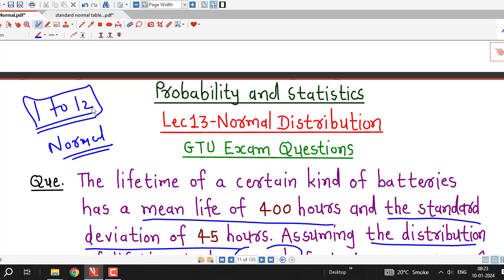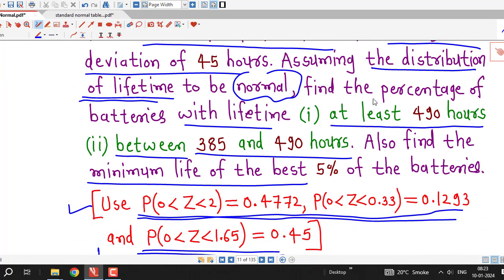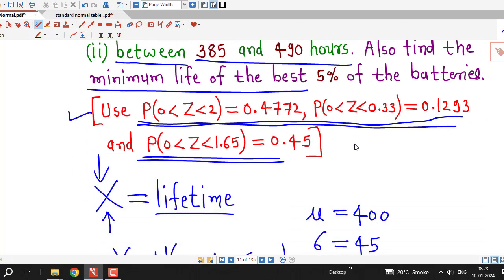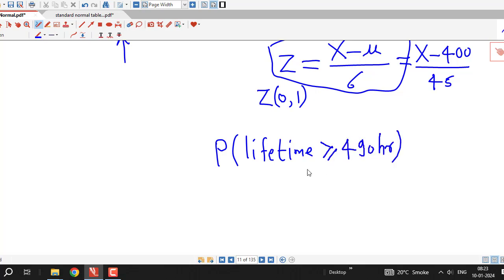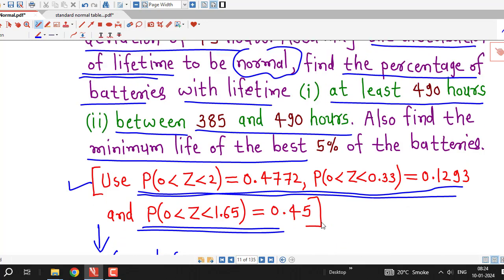Now here we have to decide the percentage of batteries with lifetime at least 490 hours. So to find out the percentage of batteries, first we have to decide the probability. We have to decide the probability that lifetime of batteries is at least 490 hours, that is greater than or equal to 490 hours, and lifetime we have denoted by capital X. So we have to decide this probability that capital X is greater than or equal to 490 hours. That is the first part.